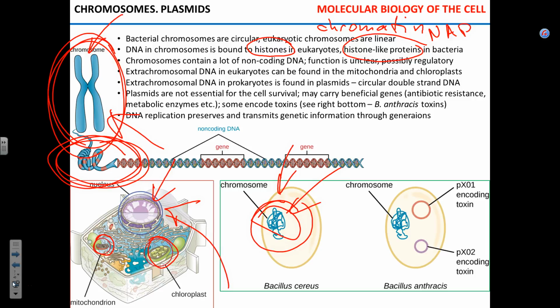Interestingly enough, in prokaryotes, there is also extrachromosomal DNA, DNA that is not a part of the genome. It exists in the form of a plasmid. Now, a plasmid is, again, a circular DNA. It's a double-stranded circular DNA. It doesn't assume the perfect shape of a circle.